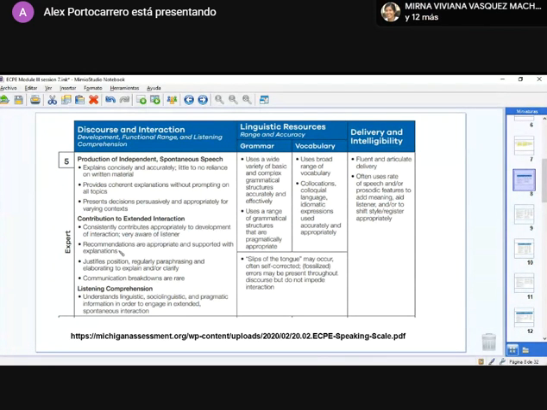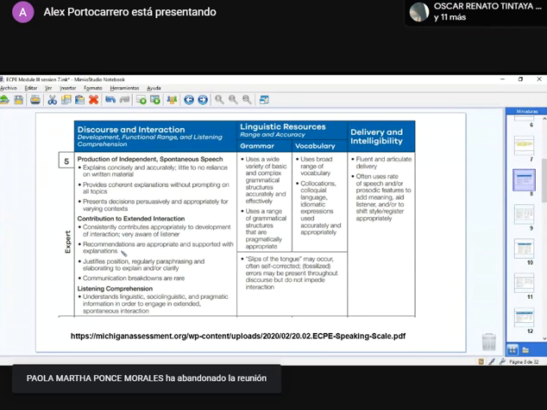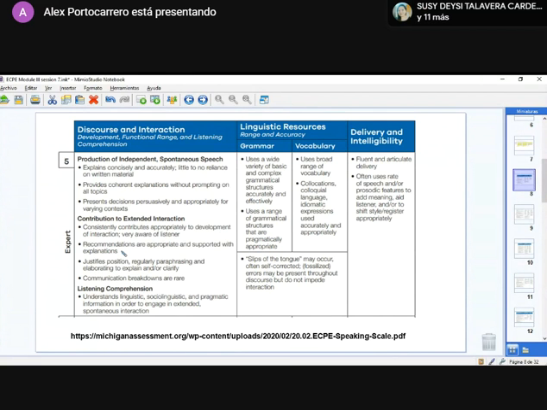They're very aware of their listener, they're very aware of the other person, they pay attention to their reactions, what they say. If they maybe hesitate, they make a face or they say something. The recommendations are appropriate and supported with explanations. Remember, you have to say, well, I think this is the best option, but why, right? You have to elaborate on that.